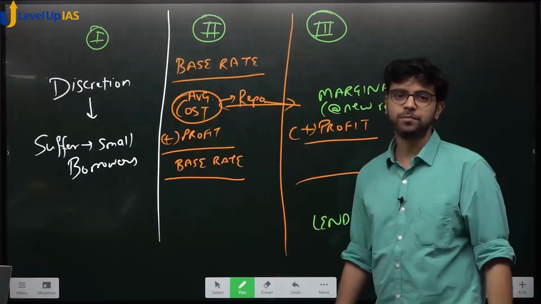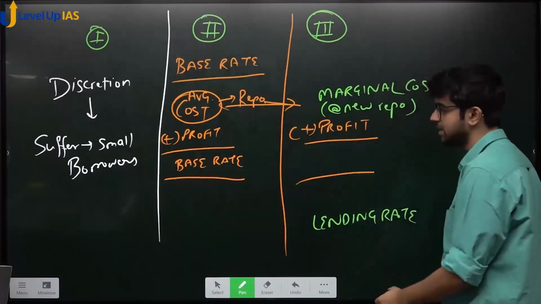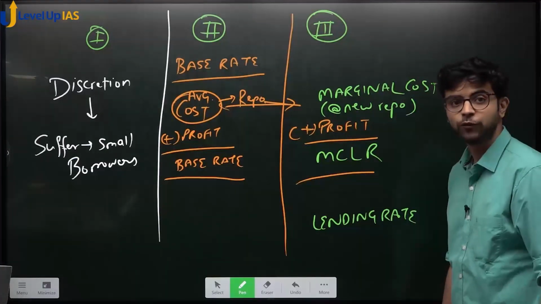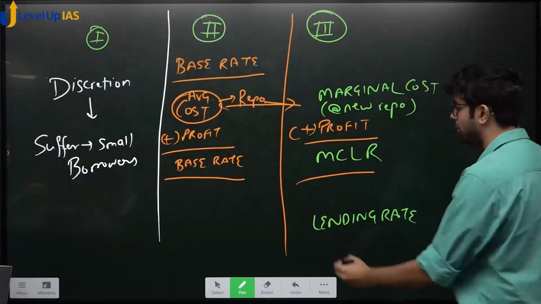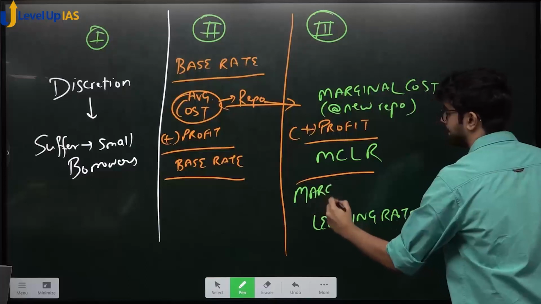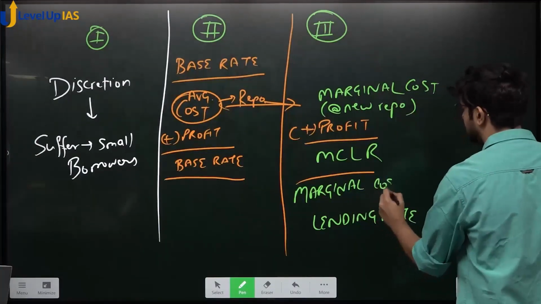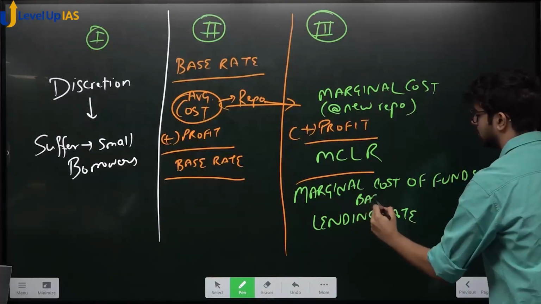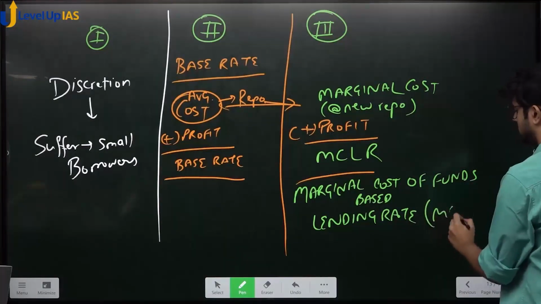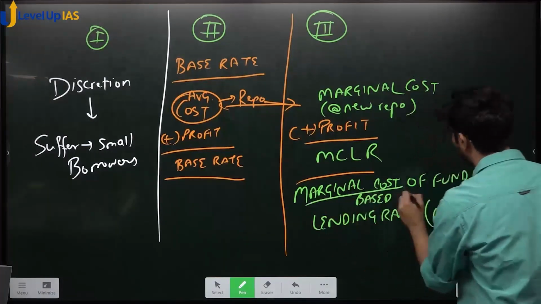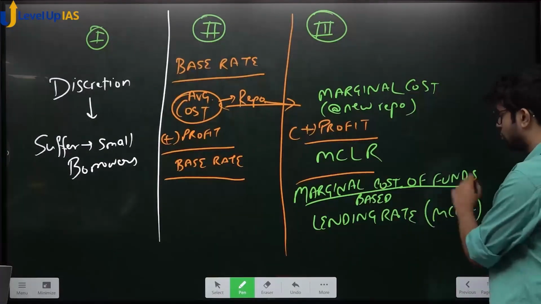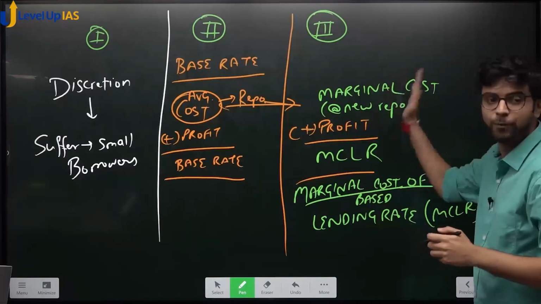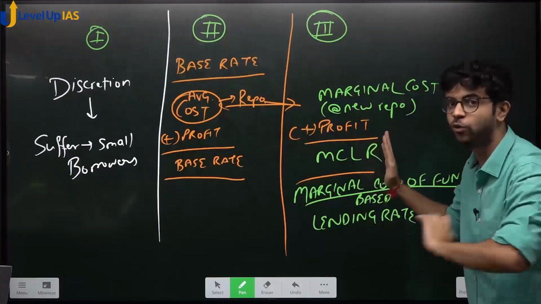This was given a fancy term. Pay attention here. Pay attention to the term. This was given a fancy term. Instead of base rate, it was called MCLR. Sir, what is the full form of MCLR? Now look at the English, whether you understand or not. Look at the English. Marginal cost of funds. What is the cost of funds? Repo rate. Cost of funds is nothing but the repo rate for the bank. Marginal cost of funds, which means the additional new repo rate, new cost. Take the new cost, don't take the old average.